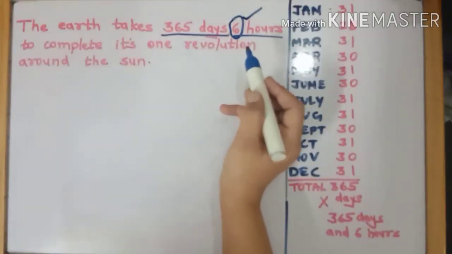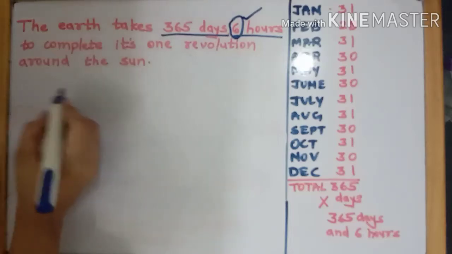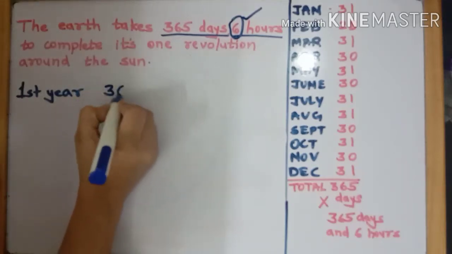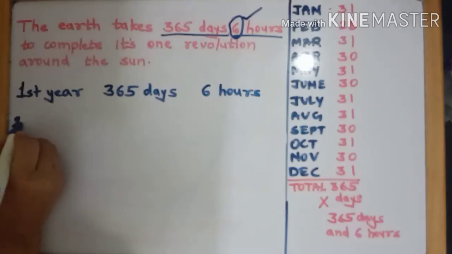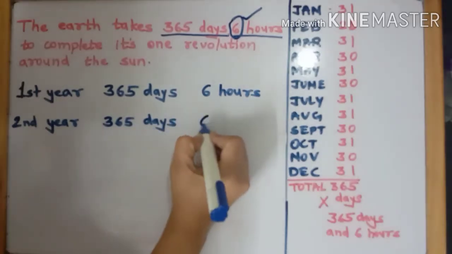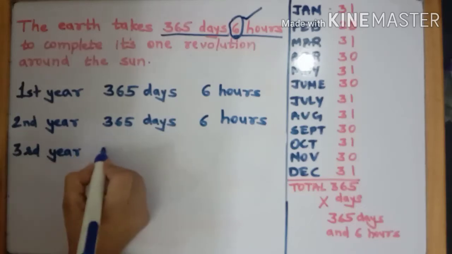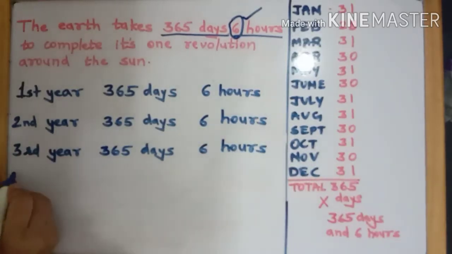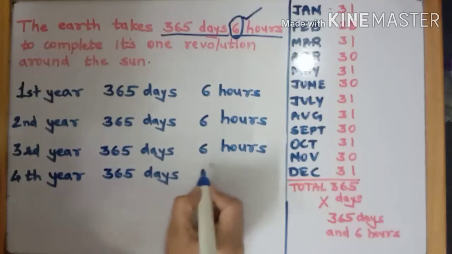To cover up this 6 hours in the Gregorian calendar, there is an arrangement done. Let's see what it is. Here, first year, the period of revolution is 365 days and 6 hours. Second year, again 365 days and 6 hours. Third year, 365 days, 6 hours. Fourth year, 365 days, 6 hours.